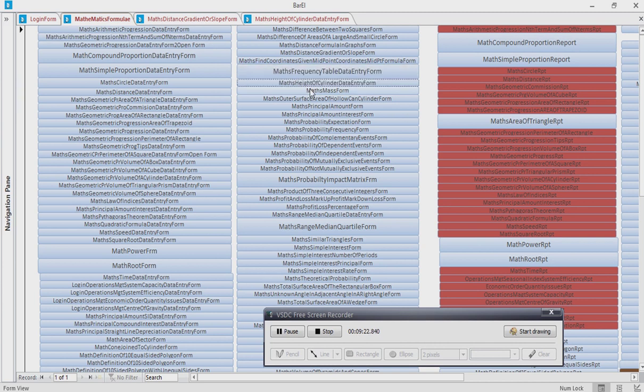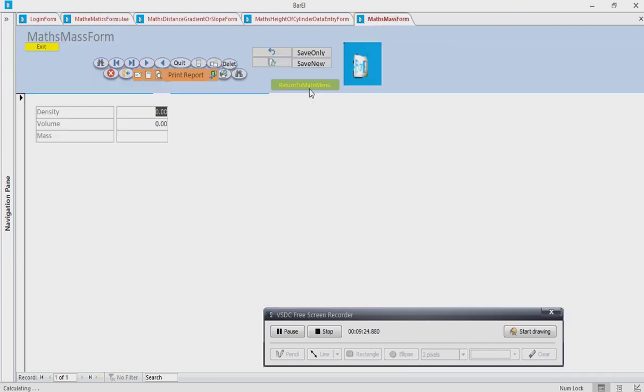Calculation of mass. If density is 8, it is 80. If density is 10 and volume is 80, then the mass is 800.